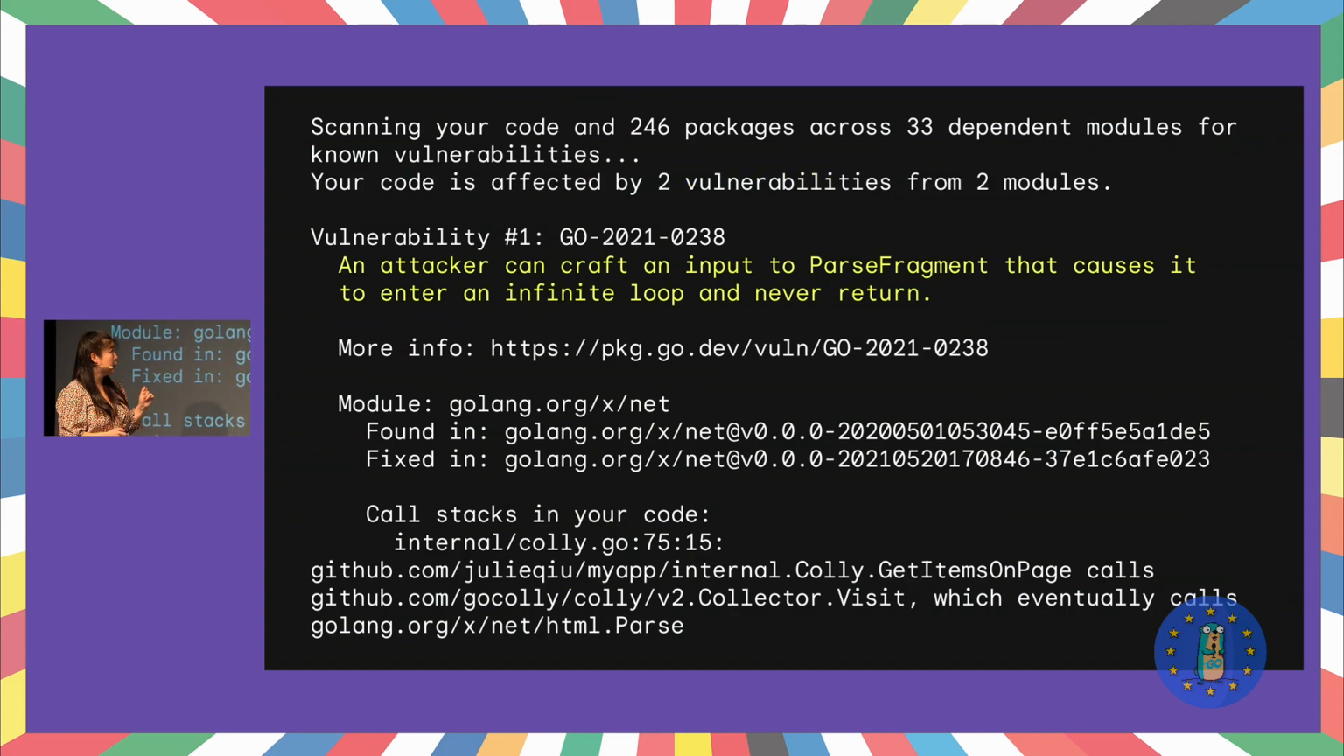It gives us a short description of the vulnerability, a link to package site with more information, the versions where the vulnerability is found and fixed, and a call stack. So this call stack will actually point you to the exact line of code in your project where the vulnerability occurs. And that way, when you have a vulnerability that transitively affects your code, you don't have to sort through all the code yourself to figure out how did this even end up affecting me.